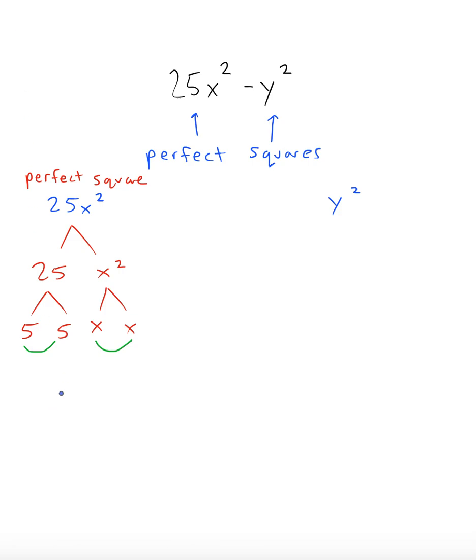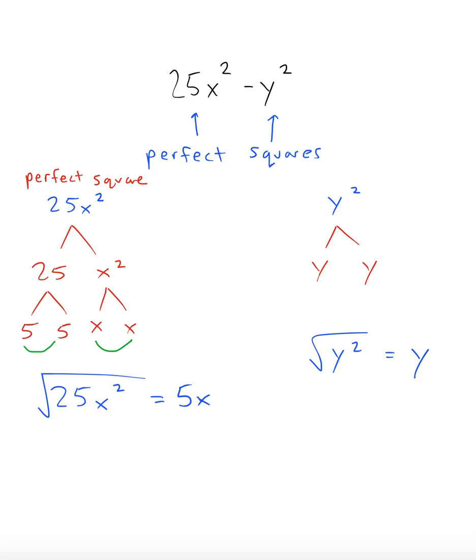So that means if we were to go and take the square root of the 25x squared, we would actually get 5x, because 5x times itself makes 25x squared. I can do the same thing with the y squared. It's a little easier here. The square root of y squared is simply y.